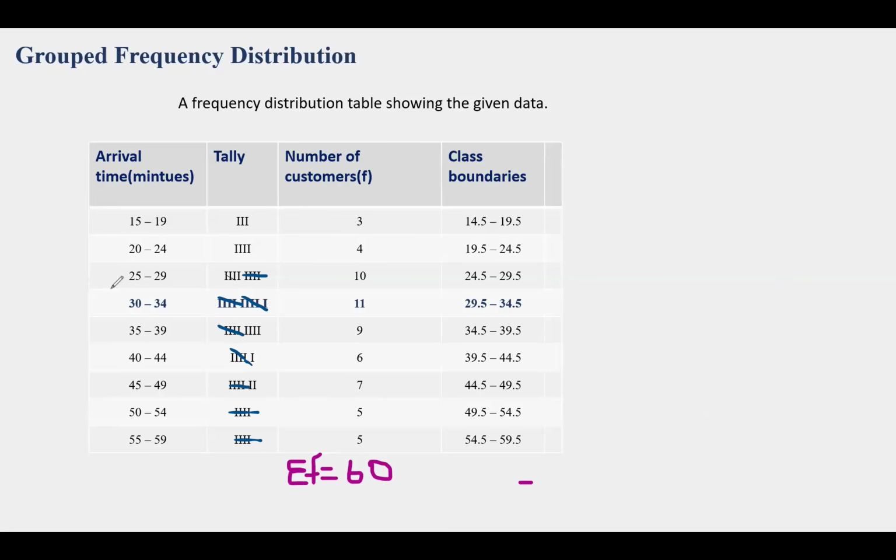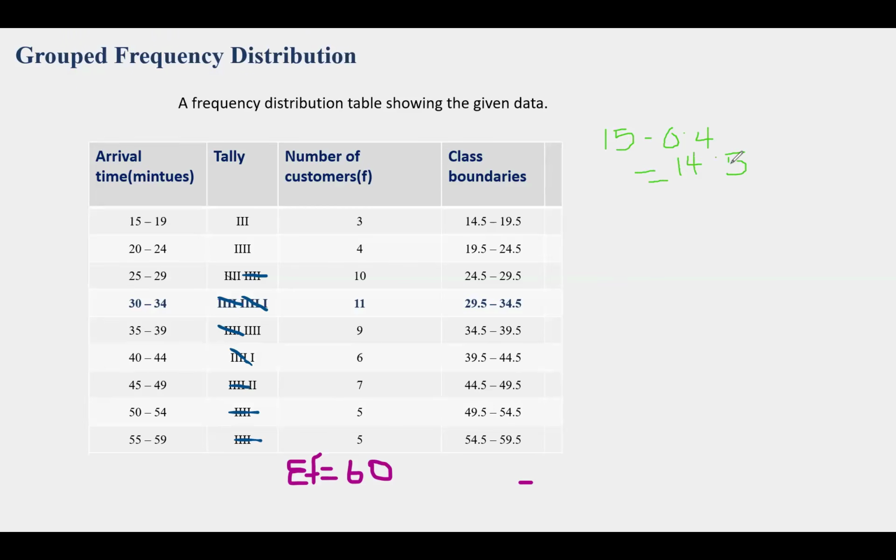Okay, so given our distribution table, it's very important that we have class boundaries. How do we now get this 14.5? Remember, when we're obtaining the lower class boundary, it's going to be 15 minus 0.5, which will give us 14.5, which we have here as our lower class boundary for the first grouping.